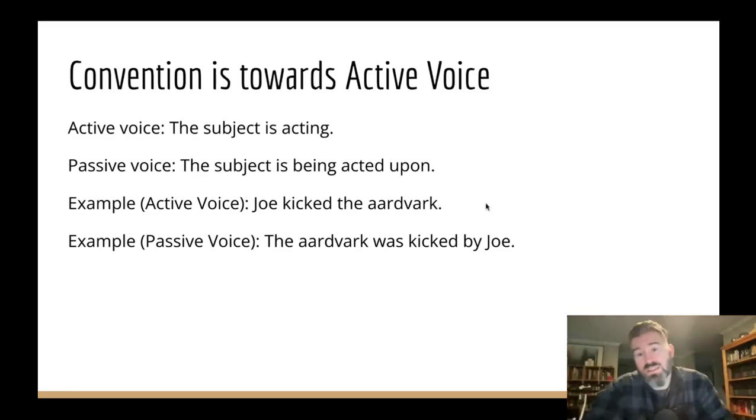Now, what you can see here is that it actually creates a longer sentence. There are cases and instances in which passive voice does make sense. If you're curious, let me know.